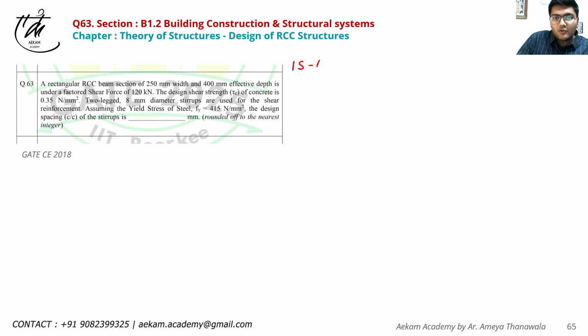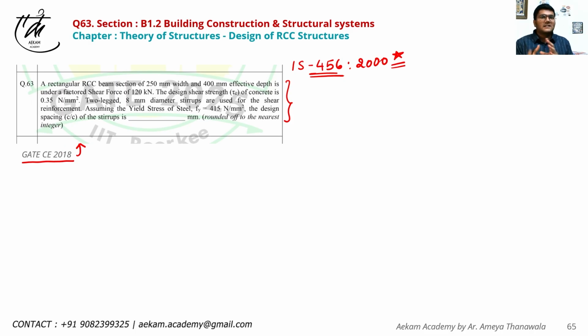IS code 456/2000 is a must read code for all architects and civil engineers. Especially the basics you should be aware of. Obviously, in depth it is not required for architects, but you should be aware of the terms and the fundamentals. This question is, I would say, a kind of tricky and difficult question because nothing like this has been asked in the previous exams in architecture. But GATE Civil Engineering 2018 had a very similar question to this. So again, a question which is more interdisciplinary in nature has been asked. So let's try and solve this question.